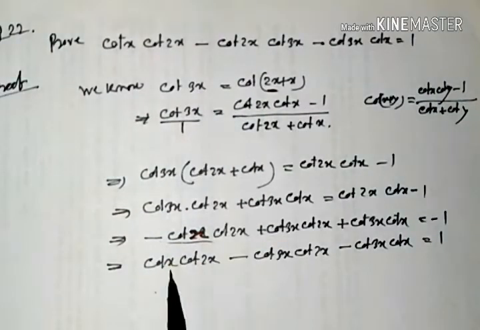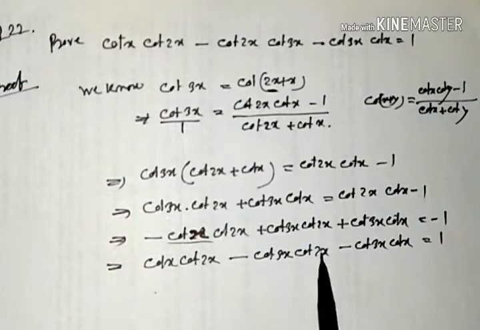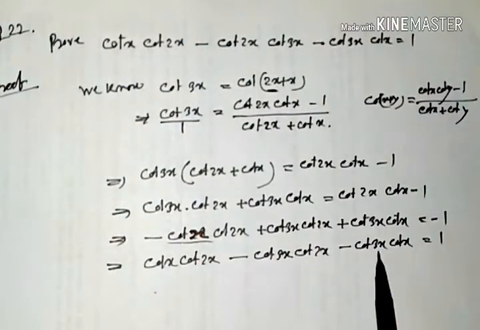cot x cot 2x plus cot 2x cot 3x plus cot 3x cot x is equal to 1.